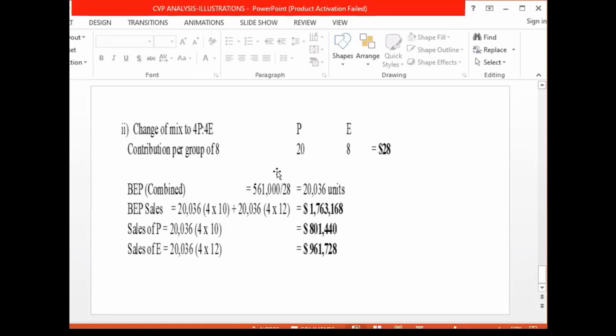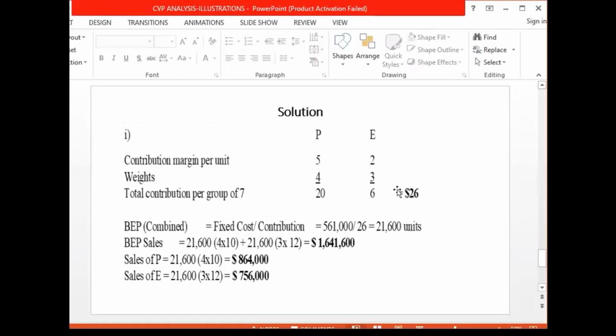Okay. So this is how we play around with the mixed products, where you have more than one product that you're selling. You can decide the weights and by doing a sensitivity analysis, testing all the weights and seeing which one is viable, isn't it? So that the one that will give you the earlier opportunity to recover your break-even costs, then that is the best option to go for.